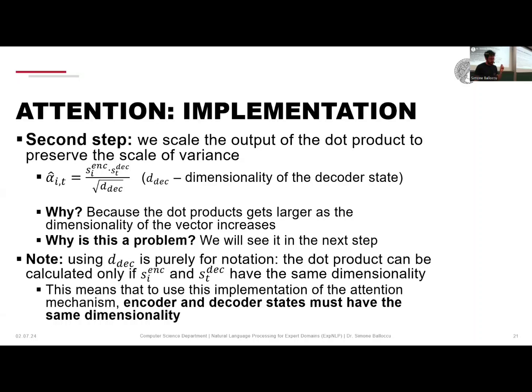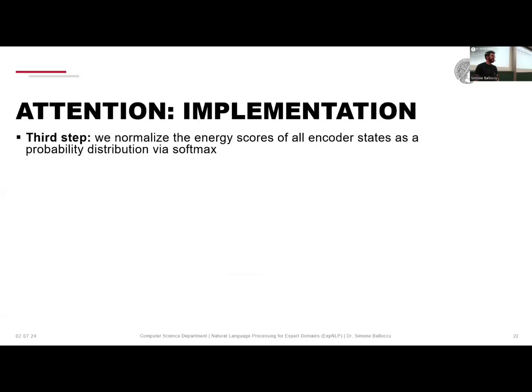First step, we're going to turn this into a probability distribution via softmax. So we're going to have this alpha t, which is the softmax of all the previous alpha hats that we obtained, right? So basically you obtain an alpha, which is a scaled dot product for each encoder state, 1, 2, 3, up to n, assuming a sequence of n words, with that specific decoder state.